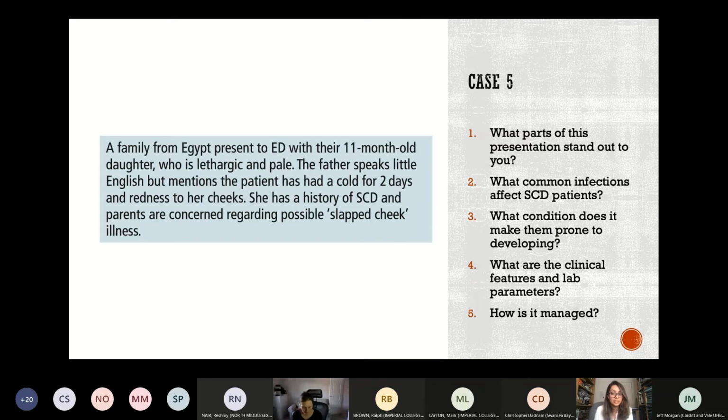So looking at this again, looking at what parts here may stand out and looking at the common infections that affect sickle cell patients. So when they are infected with particular illnesses, what conditions are they prone to developing? In terms of lab parameters and clinical features, what are we looking out for? And how are we going to manage these patients?